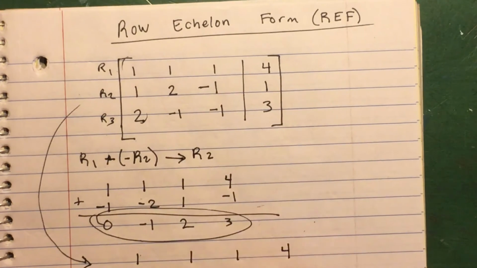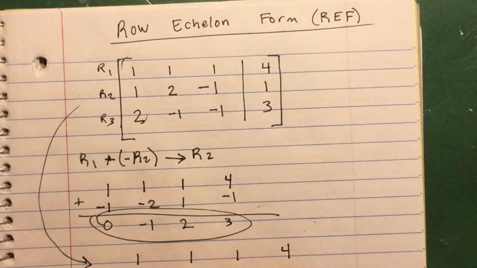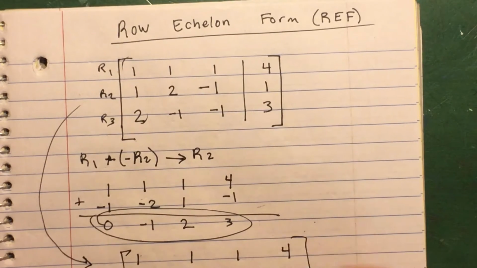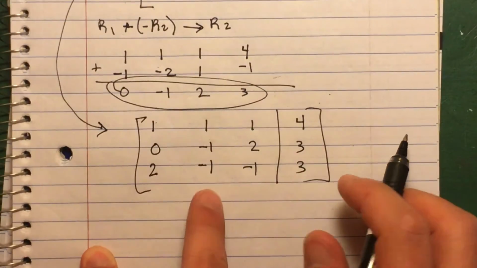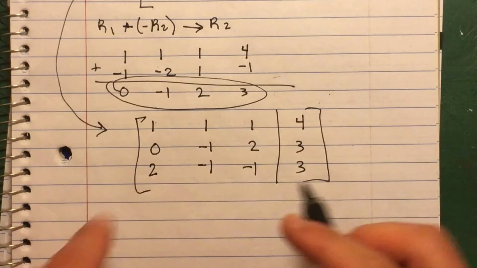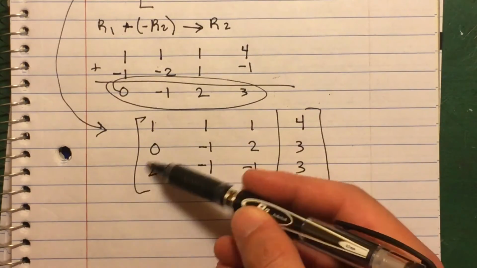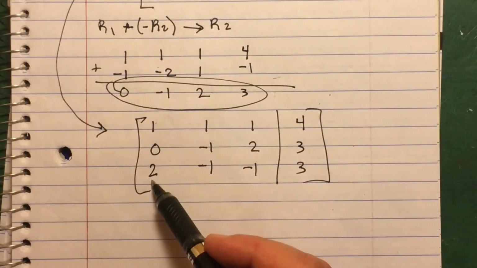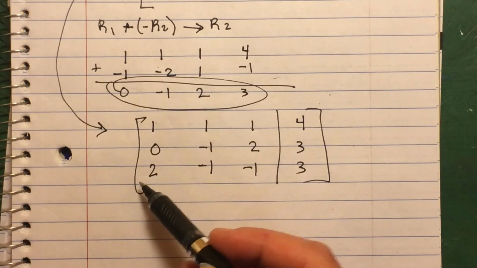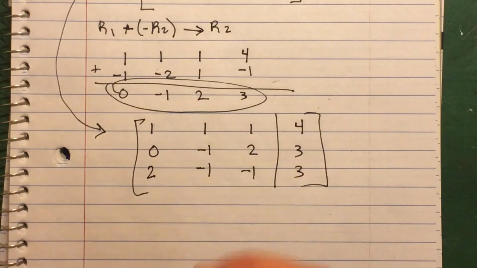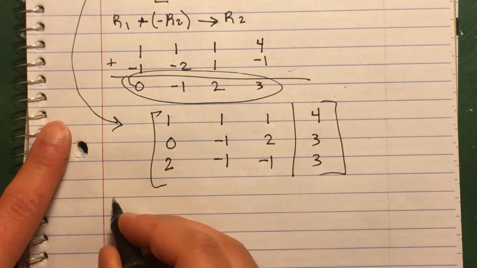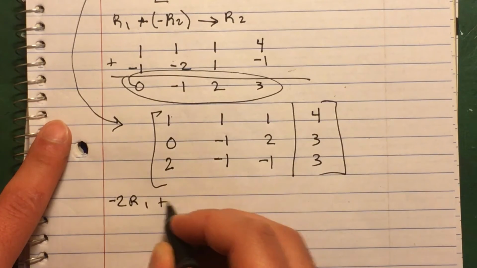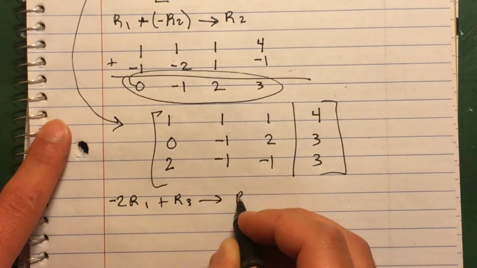And then the third row stays the same because I didn't do anything to it. 1 and 3. Okay, so now what I want to do is have a 0 in this entry. So the way to do that is multiply row 1 by negative 2 and add it to row 3, and then place what I get in row 3. So I'm going to do negative 2 R1, and add it to R3, and place it at R3.